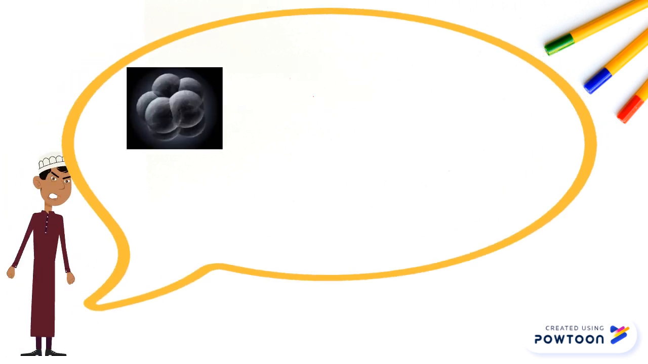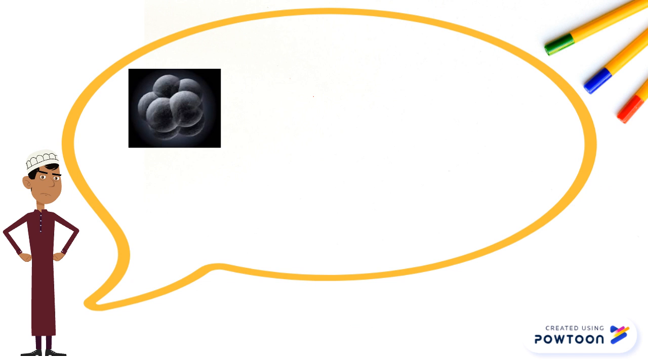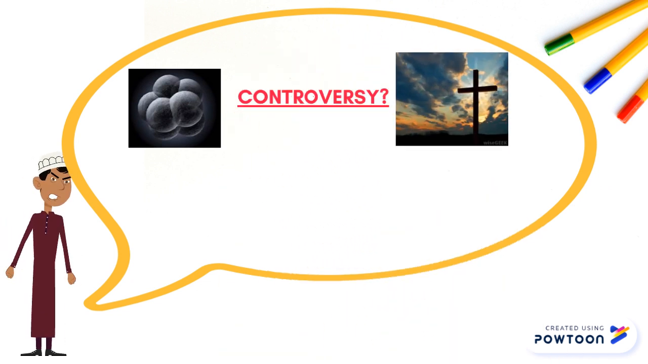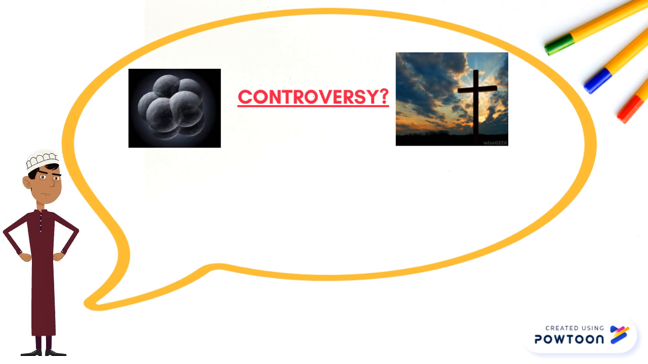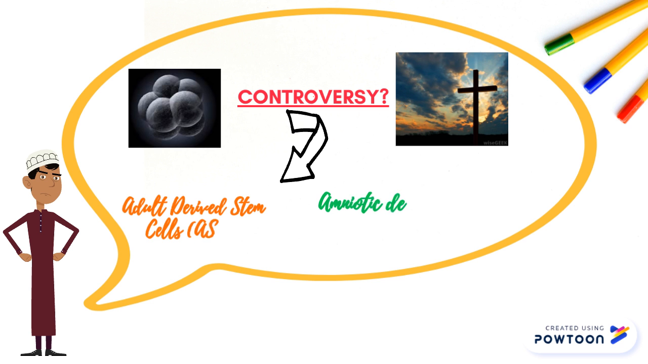Human embryonic stem cells brought controversy to the general public. It is against the ethical standards of the Church because it uses and kills the human embryo to produce stem cells. With that, they made an alternative way: the adult-derived stem cells and amniotic fluid stem cells.